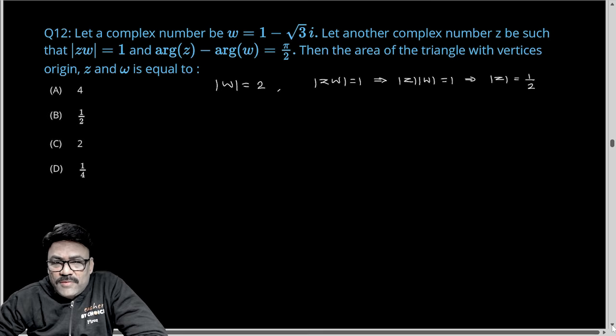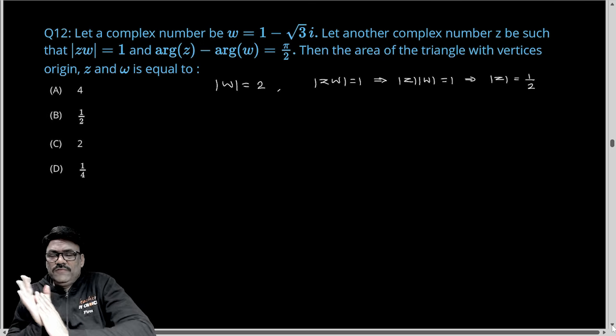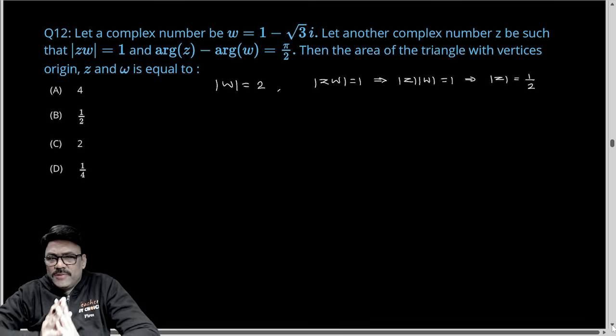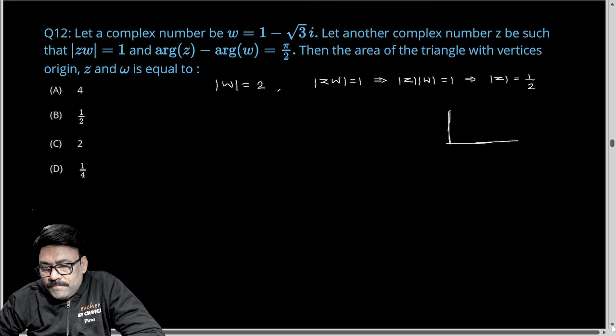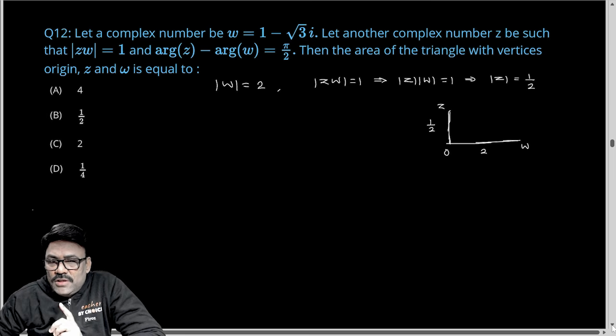And since argument of z minus argument of omega is pi by 2, or you can say the argument of z is pi by 2 more than argument of omega, that means z will be obtained when you rotate omega through an angle of pi by 2. Means the angle at origin will be pi by 2. So basically these 3 points are forming a right triangle. This is origin, this is omega. The distance between origin and omega is 2. The distance between origin and z is half. And since argument of z is pi by 2 more than argument of omega, this angle is 90 degrees.